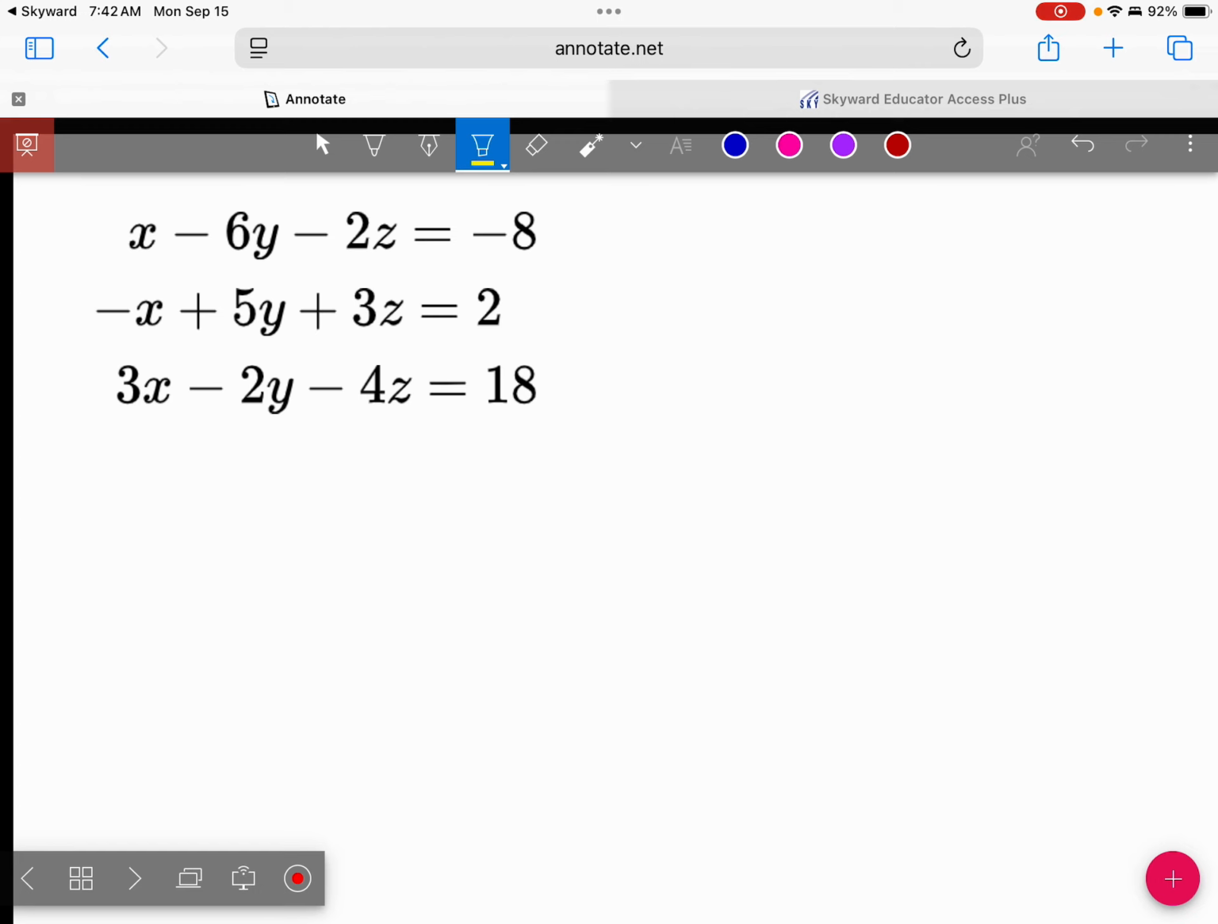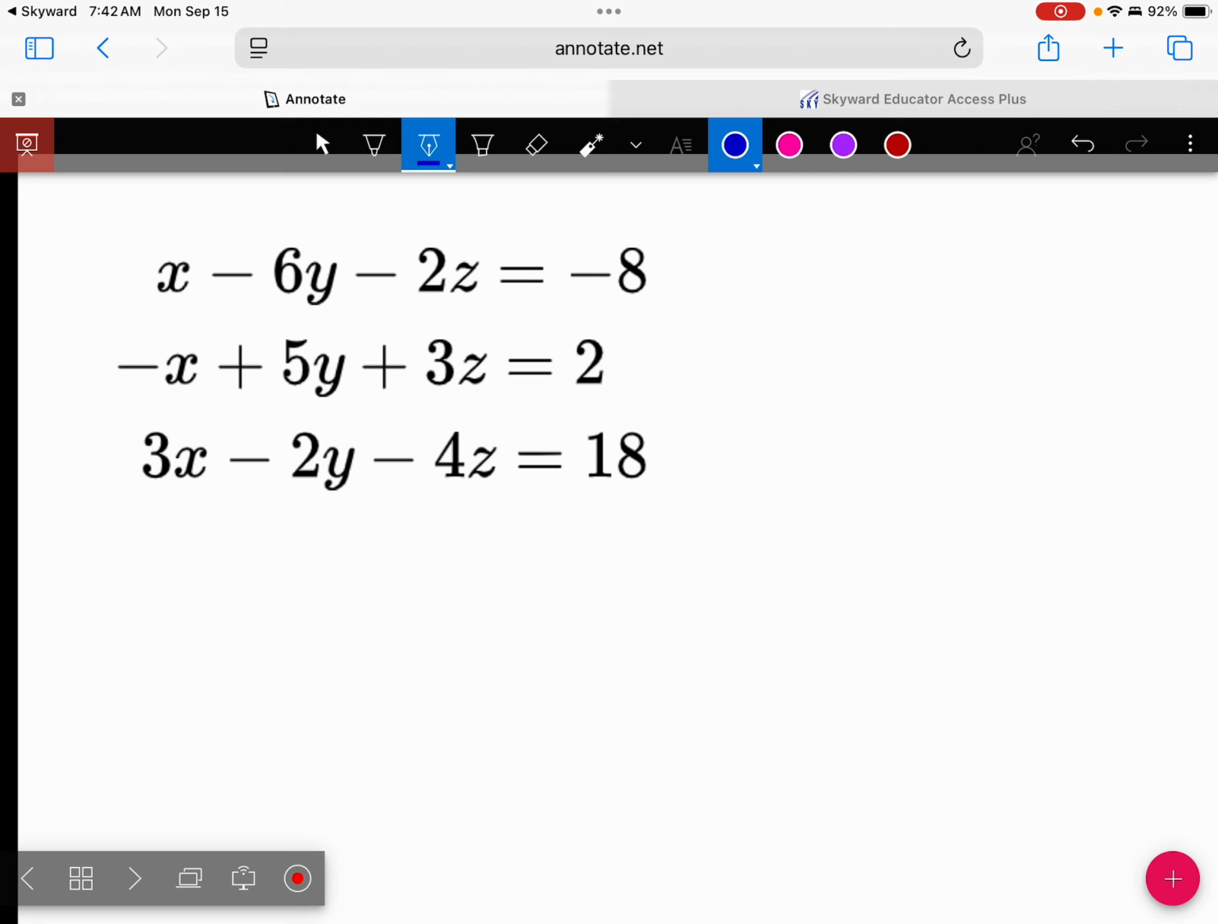So again, I like to label my equations just because it's easier to look at and easier to describe. So I call this one A, I call this one B, and I call this one C. I don't use numbers because I don't want to wind up being confused with what numbers they are, so I just use A, B, and C. And on this one, our numbers are not icky. I've got minus 1x, minus 6y, and minus 2z, minus 1x, 5y, and 3z, 3x, minus 2y, and 4z.